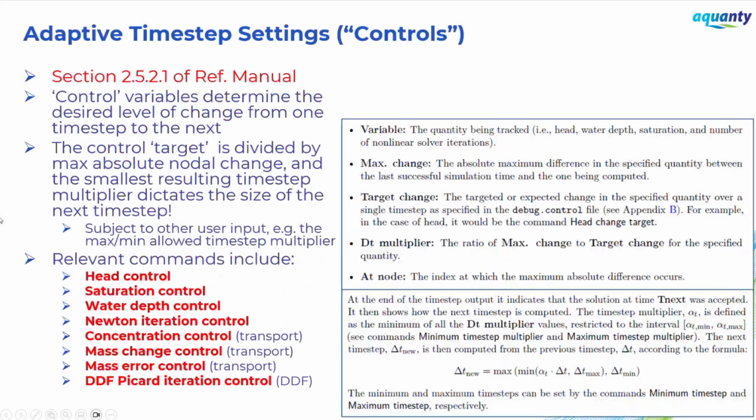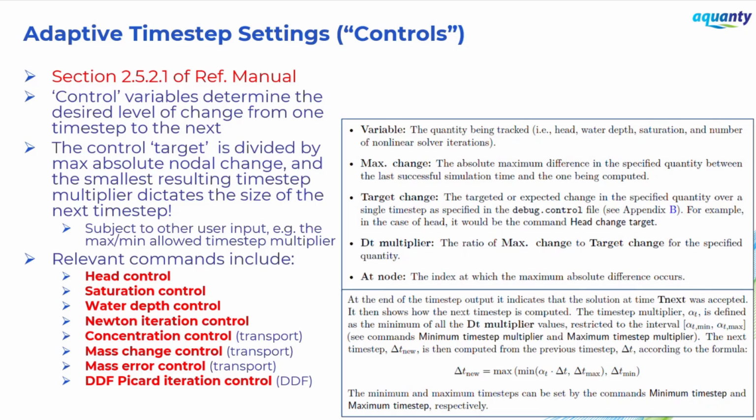Then you have your adaptive time stepping controls, right? Head control, saturation control, water depth control, and Newton iteration control are the standard ones. These are the variables that HGS monitors and tries to target the value that you've provided. If your head control value is 0.1 meters, then the time step will try to grow until heads are changing by 0.1 meters at a max from one time step to the next.